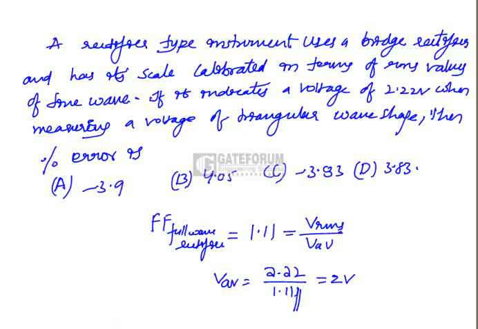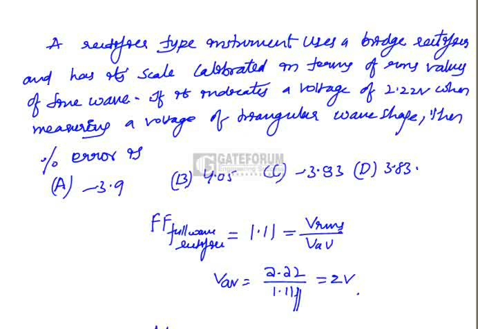Now we have a triangular wave shape as an input. If you have a triangular wave as an input, the peak value is 2 times the average value. Two times the average value is 4 volts. Now the RMS voltage, Vrms, is equal to Vm by root 3 for a triangular wave. We know Vm is 4, so this is 4 by root 3, which is equal to 2.31 volts.